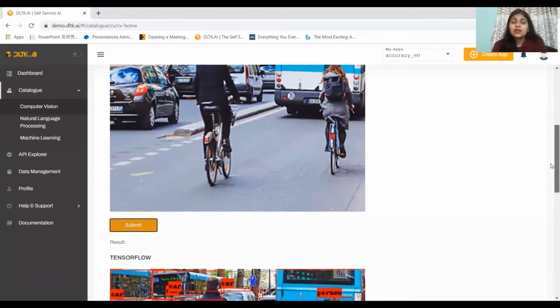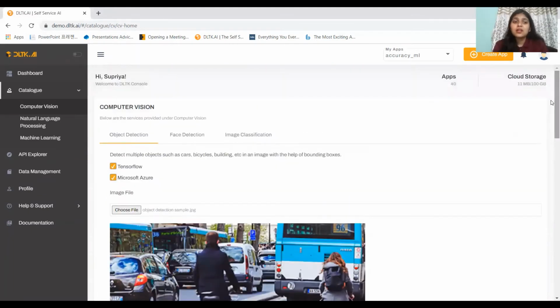Deep Learning Toolkit is a boon to the business industry. It is a time saver. This object detection has all the power to detect various objects in a single image.